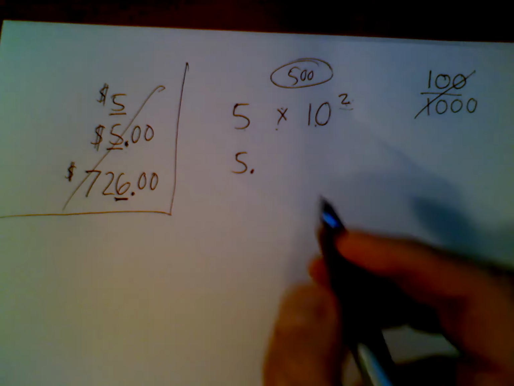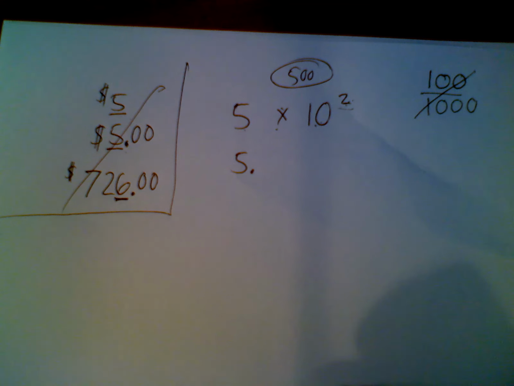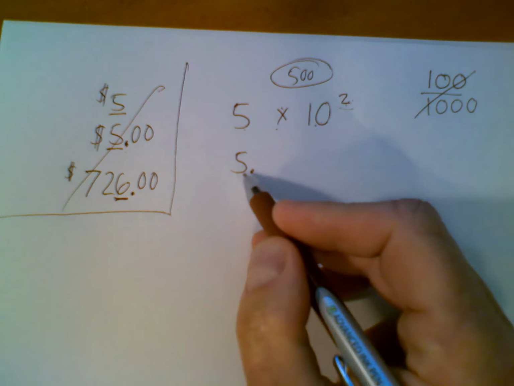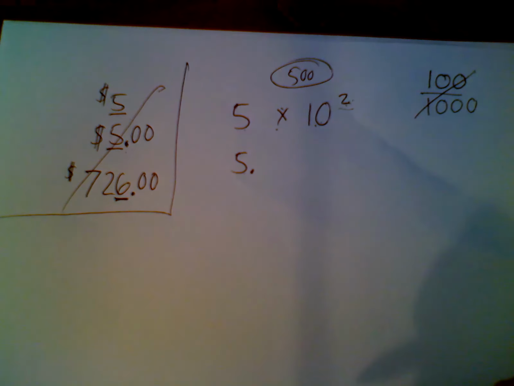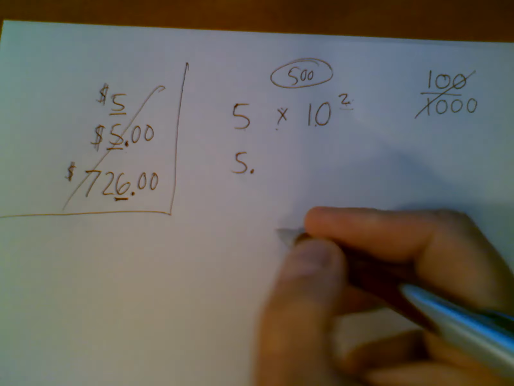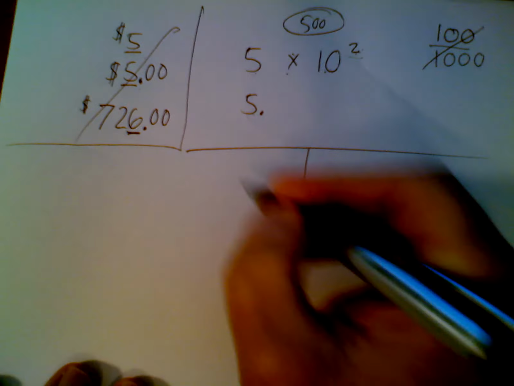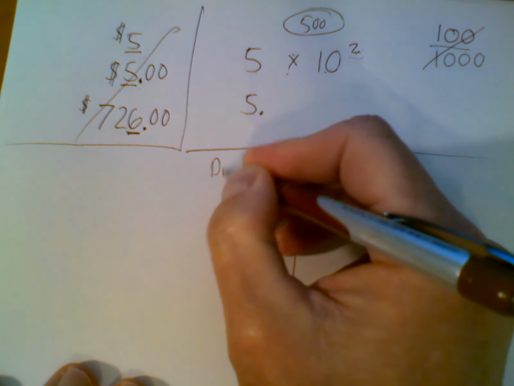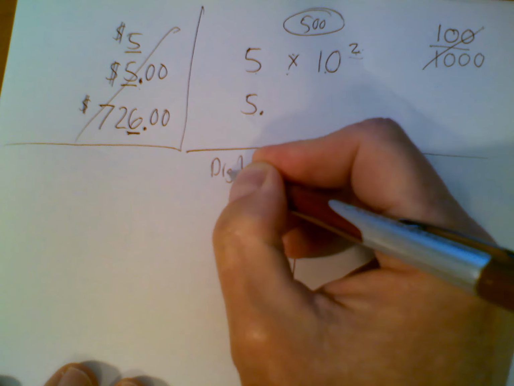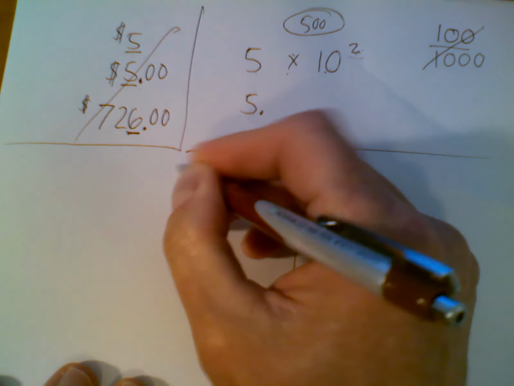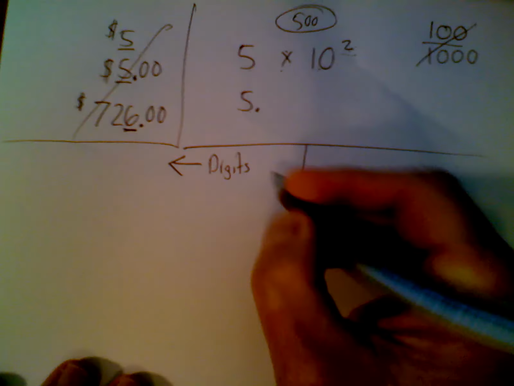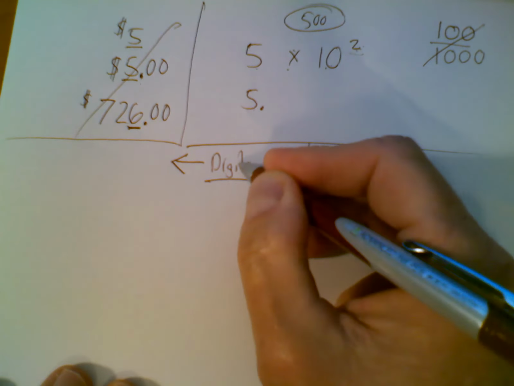But I'm going to show you a little shortcut. We're just going to move the decimal point to find our answer, or move the digits to find our answer. 2 different ways to do this. Let's move the digits first. I'll show you this. Let's divide our paper and do it 2 ways. The digits, when you multiply, will go to the left. So here we go. Digits to the left.